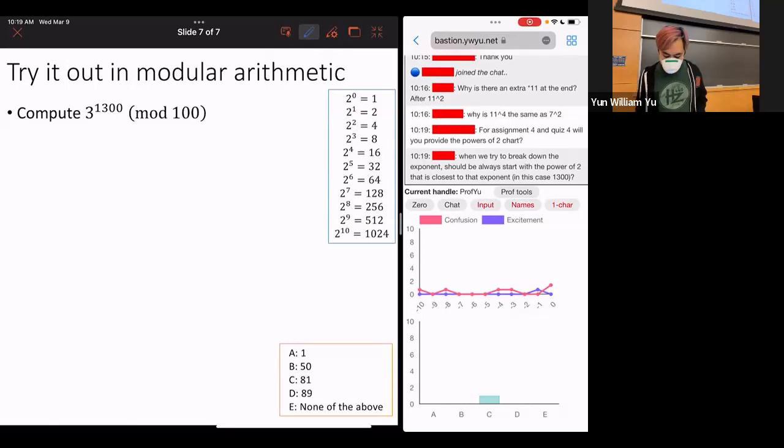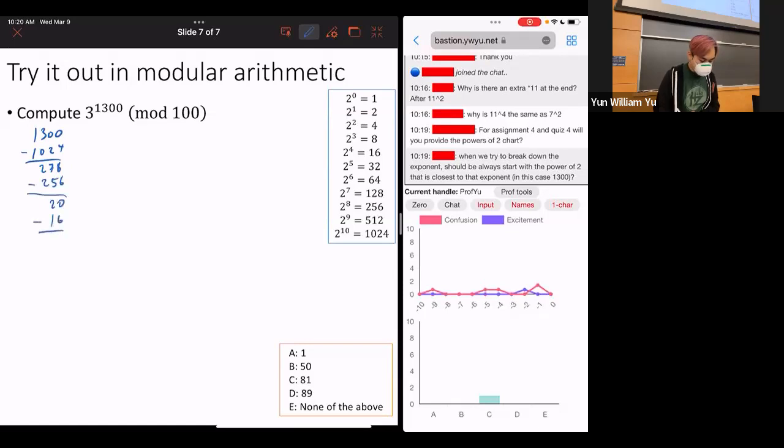When we try to break down the exponent, should we always start with the power of 2 that's closest to the exponent? Yes, that would be my suggestion. The real answer is you can break it down however you want, but I find it easier if you start with the closest one. So for example, 1,300 minus 1,024 is 276. And then the next closest one would be 256, which gives you 20, minus 16, which gives you 4.